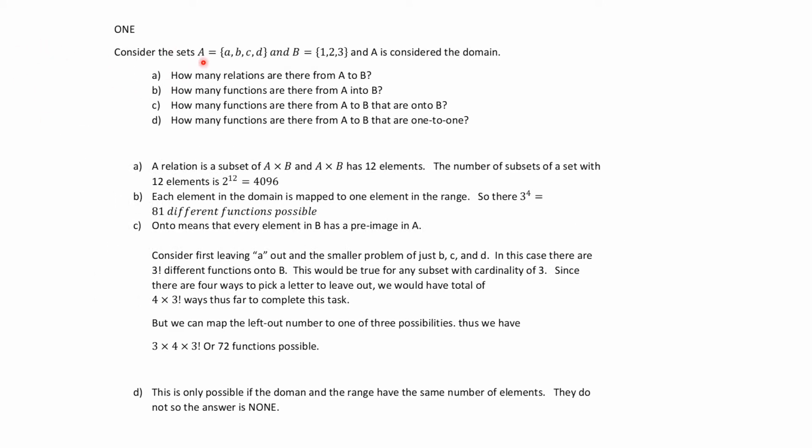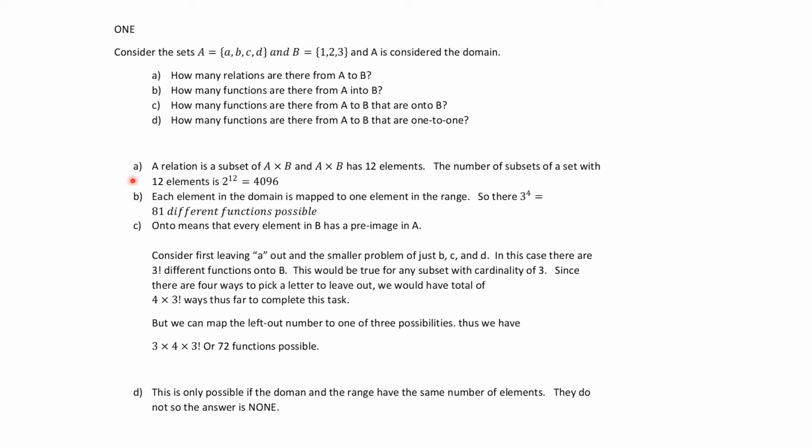Problem number 1, we were considering a set which is capital A equal {a, b, c, d}, and capital B, which is the set {1, 2, 3}. And for the function parts of this, I want you to consider A the domain. So I ask, how many relations are there from A to B?